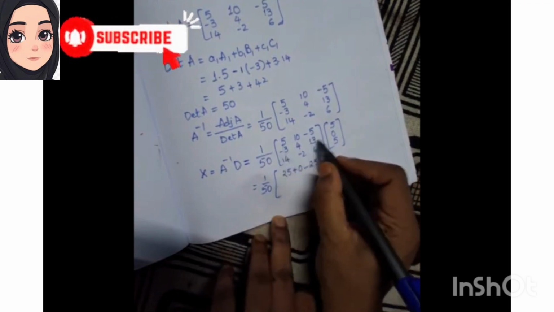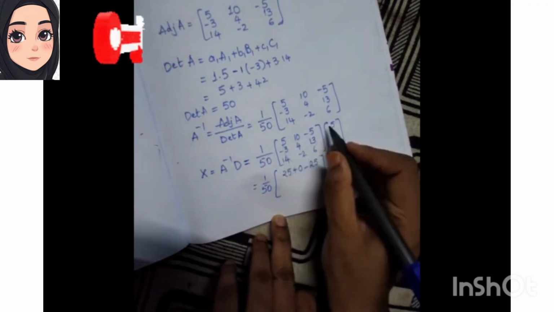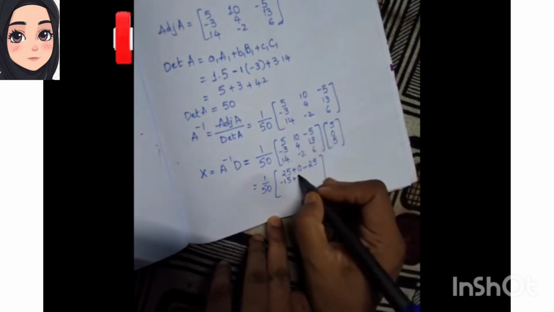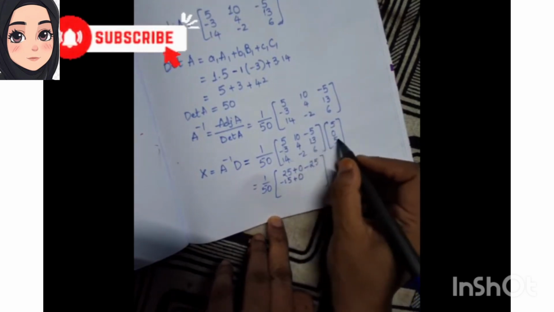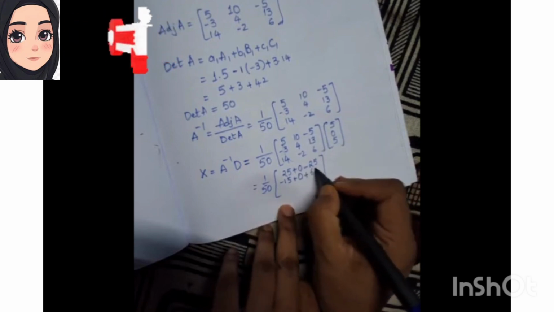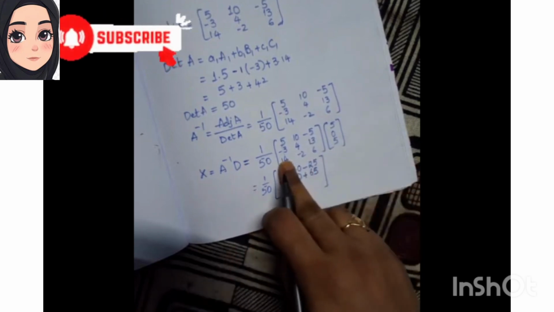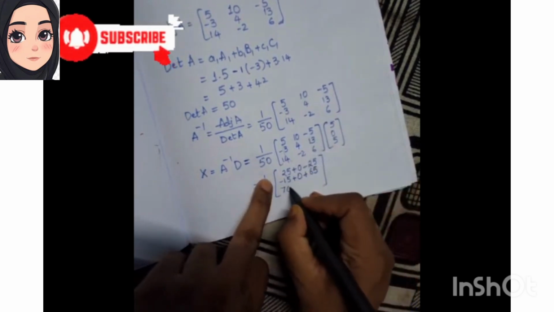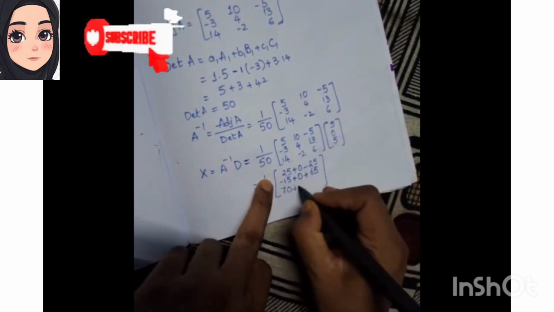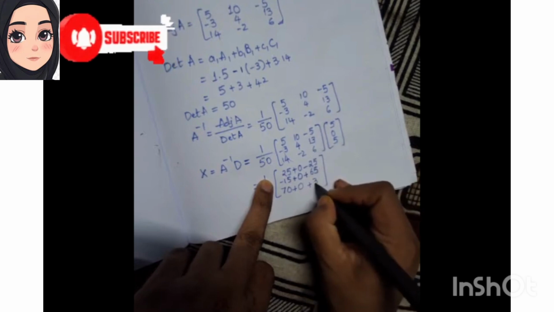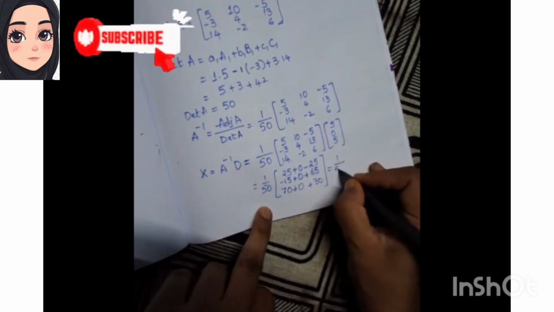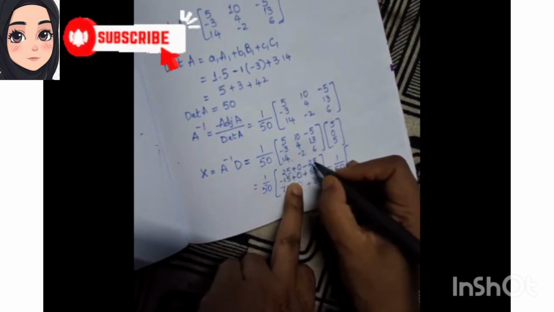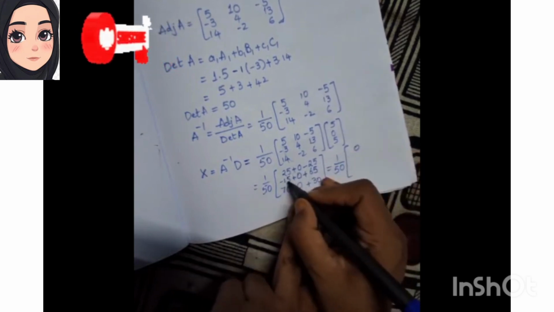Okay, now what we have is 1 by 50. Simplify this: 25 minus 25 is 0, minus 15 plus 65, that is 50, and 70 plus 30, that is 100. So this is the matrix we have got here. Now 1 by 50 is there, so take this 50 inside: 0 by 50, 50 by 50 and 100 by 50. We are finding x values.